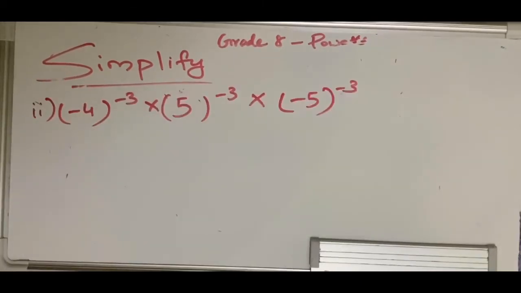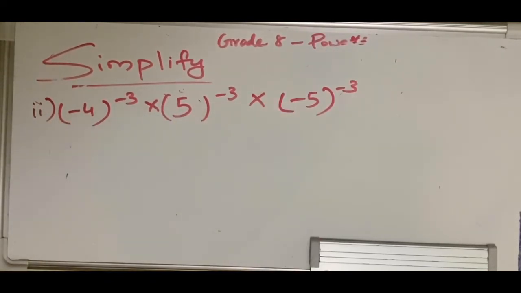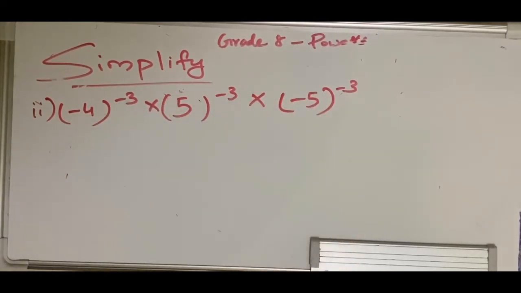Clear? In this example, we can see that the base numbers are different. You have minus 4, you have 5, you have minus 5, right? But we see the exponents to be same. So in this case, whenever we have base numbers different but exponents same, it means you can simply perform the operation of base number as per the question, and then you can just write the same power up.